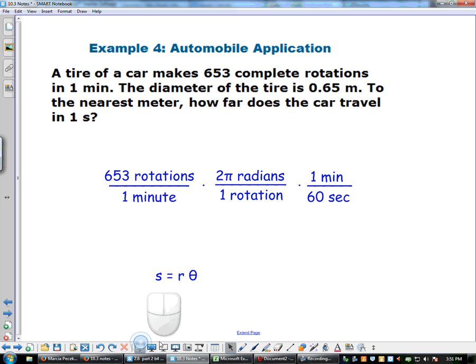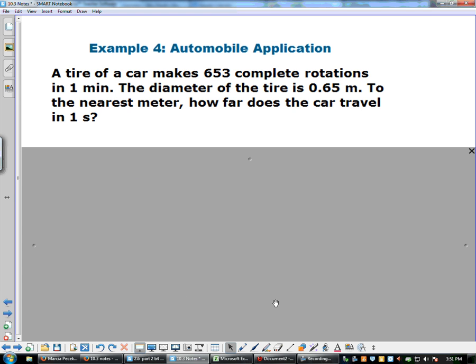So if we take a look at example 4, we have the tire of a car that is going to make 653 complete rotations in 1 minute. The diameter of the tire is 0.65 meters. To the nearest meter, how far does the car travel in 1 second? We're looking at how far the tire is going, so I know I'm looking for my arc length, S. I'm going to draw my triangle again to help me out.